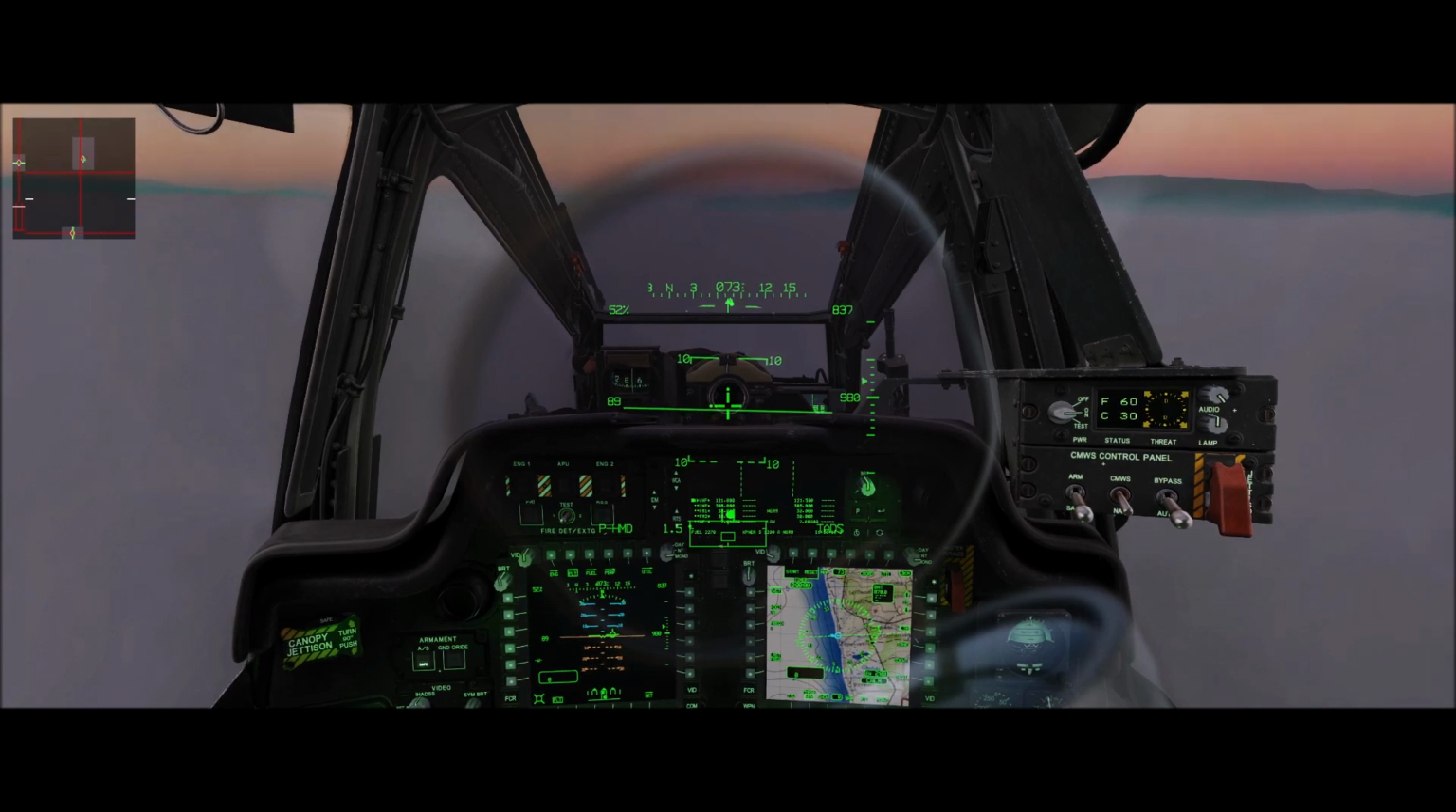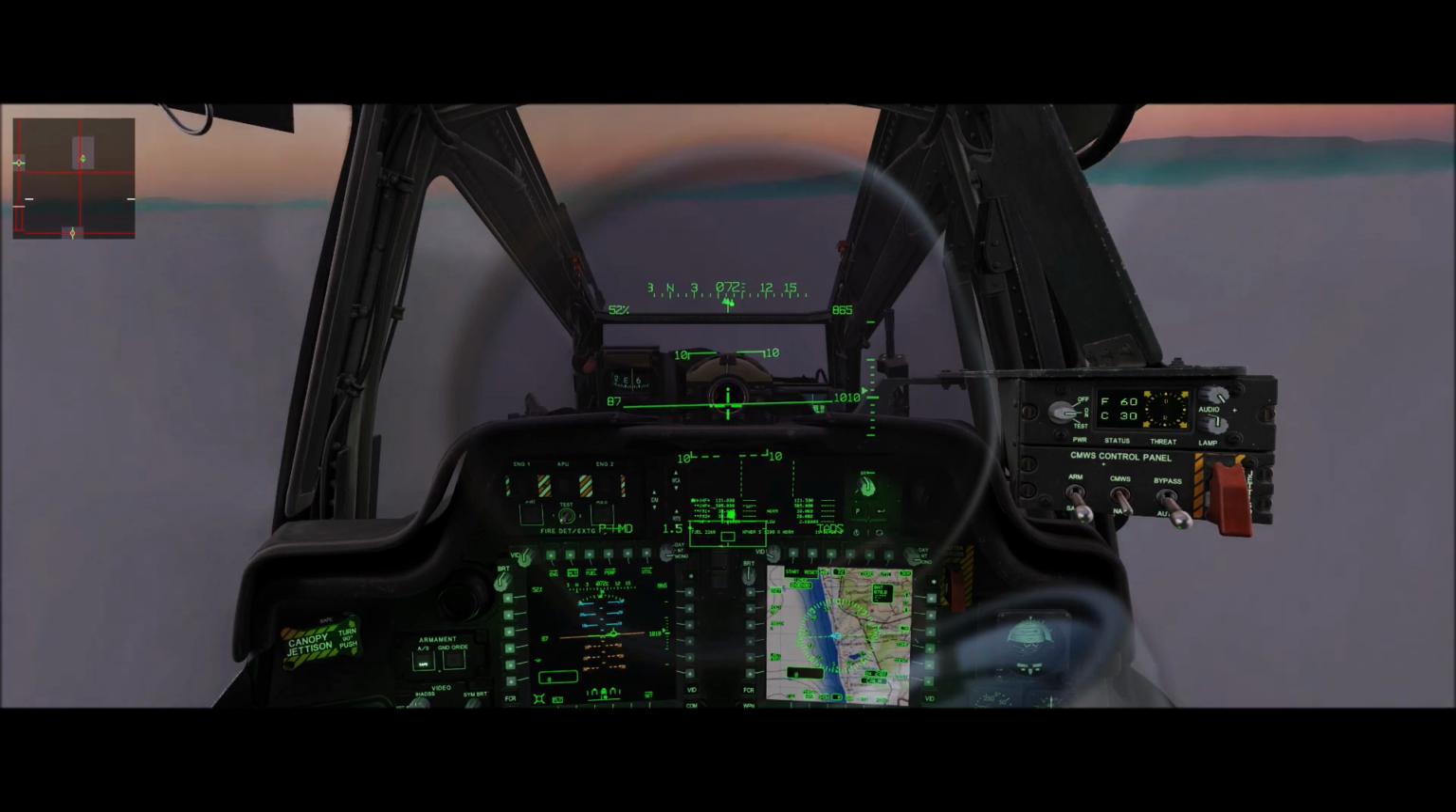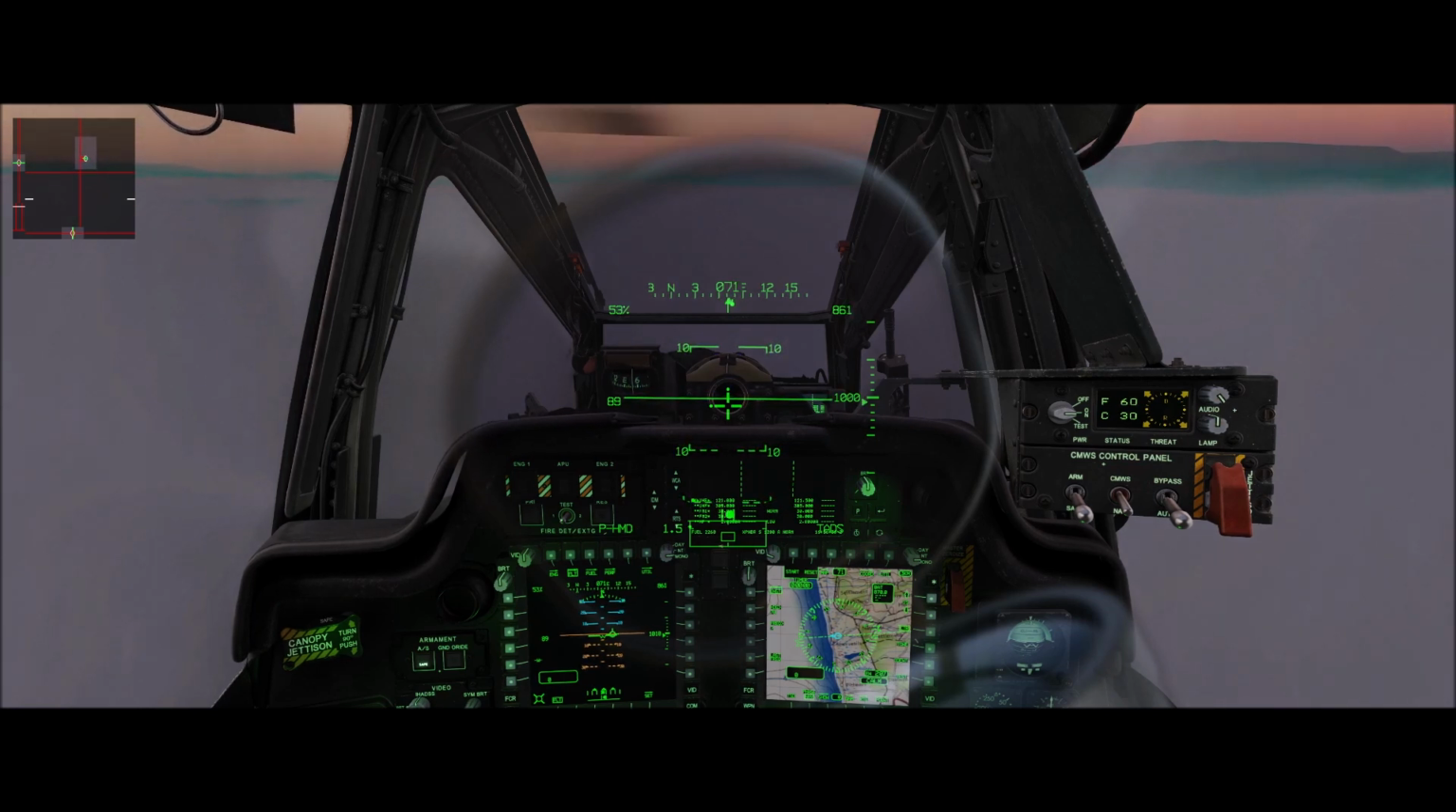It'll be indicated by the ADF marker on the heading tape. It will start to move, and on the MPD you'll see the dashed line start to spin. That means we're passing directly over the ADF or the NDB station. Now the closer we get to the NDB, the more sensitive it is. So this is where heading control becomes very important.